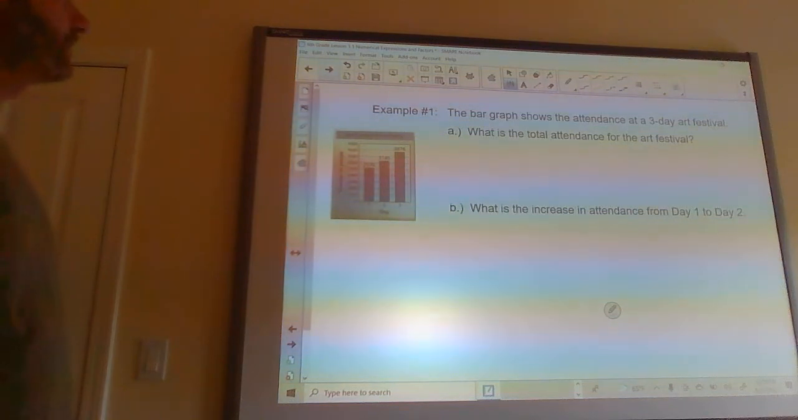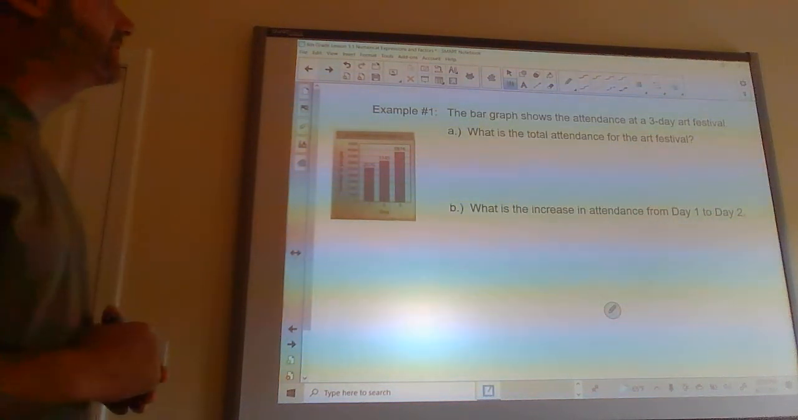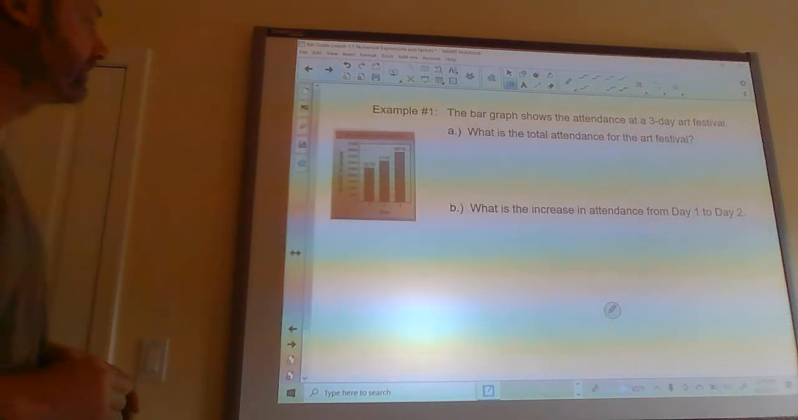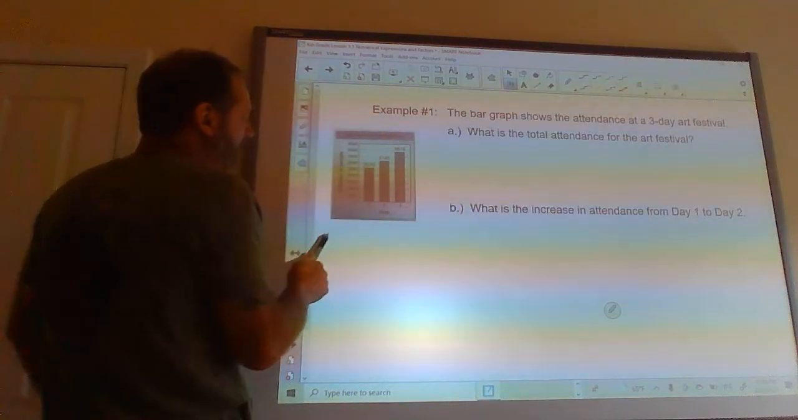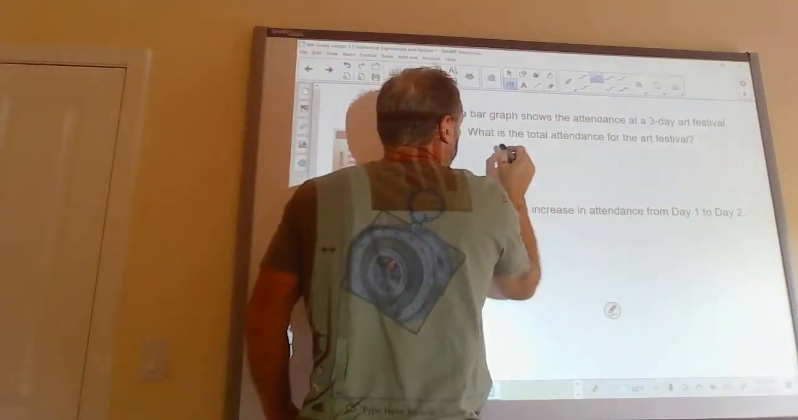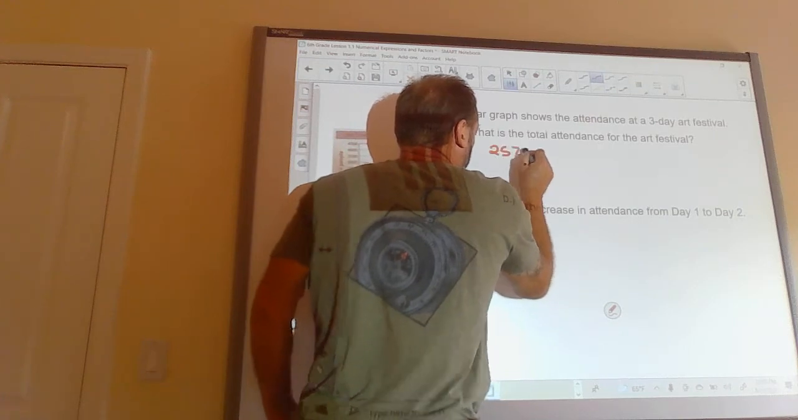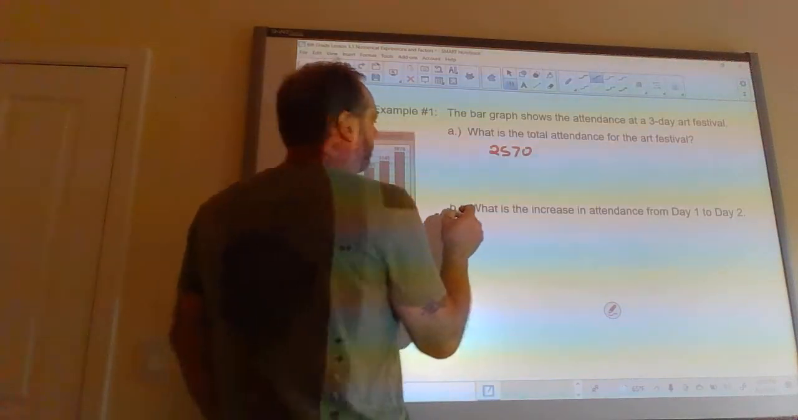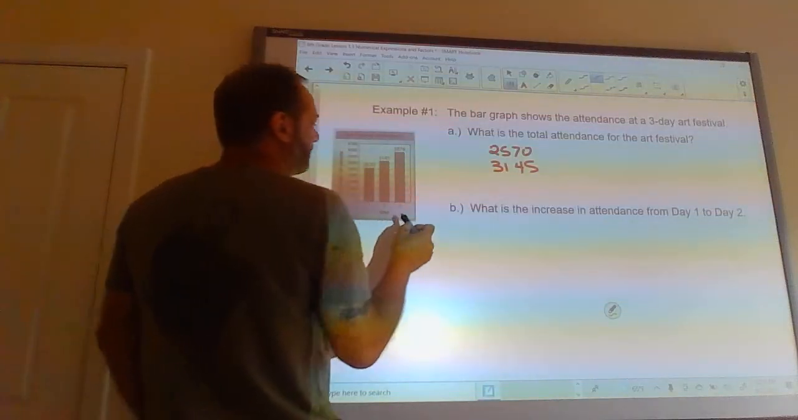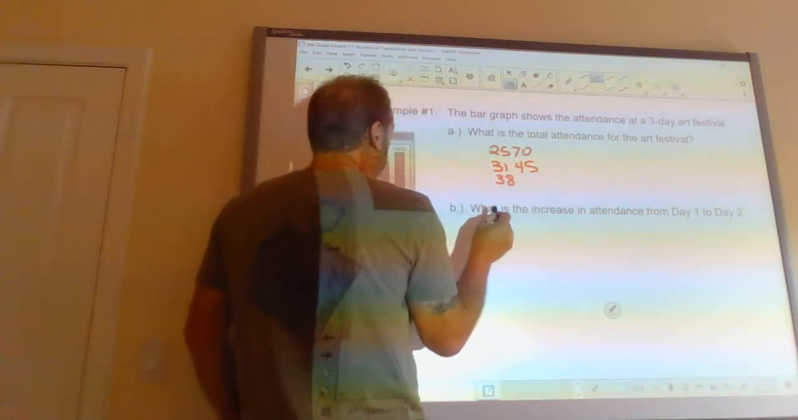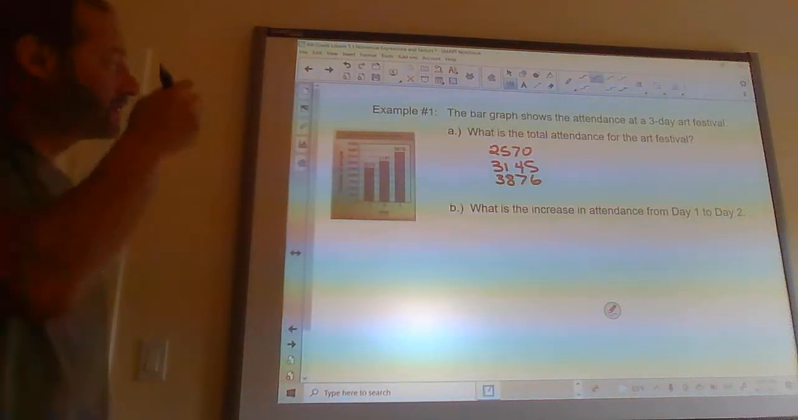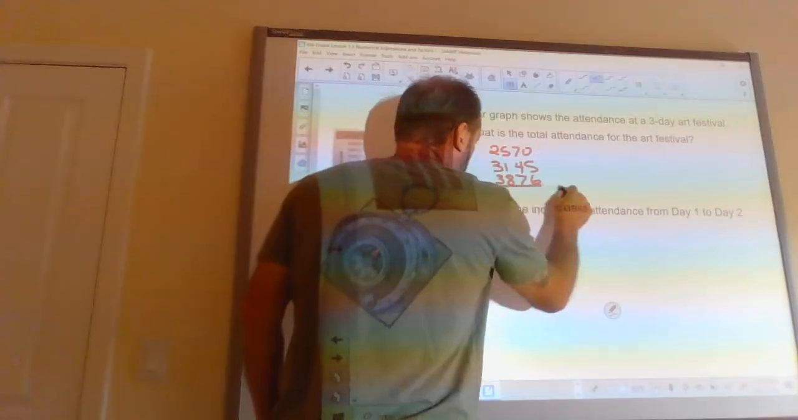All right, here's an example. So the bar graph shows the attendance at a 3-day art festival. What is the total attendance for the art festival? Okay, so we look here at the graph. The day 1 had 2,570 people. Day 2 had 3,145 people. And day 3 had 3,876 people. So what's the total attendance? We're going to find the sum. We're going to add those all up.